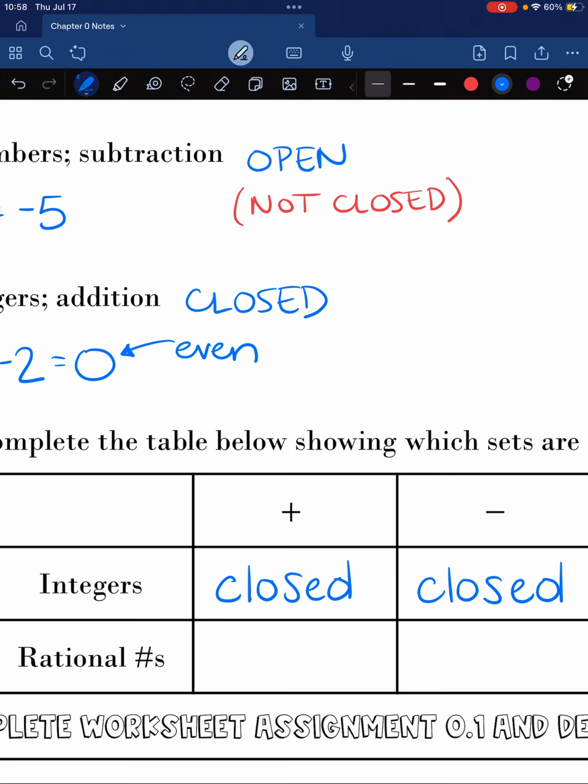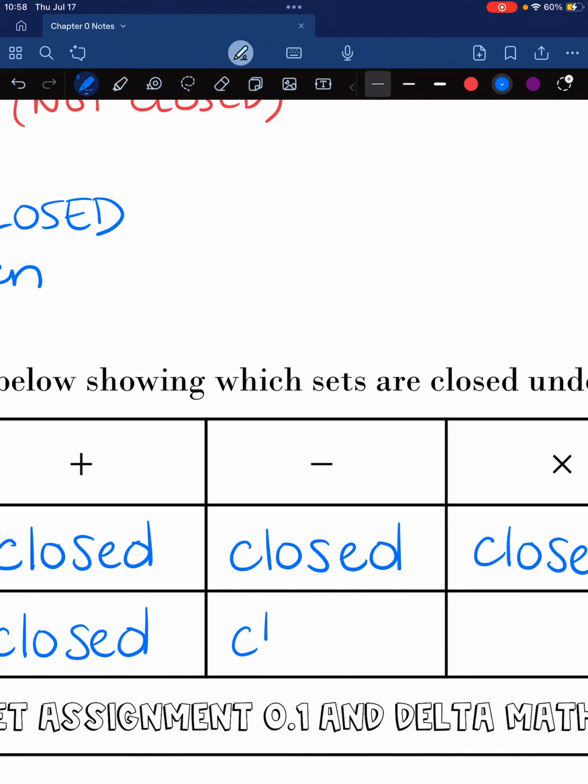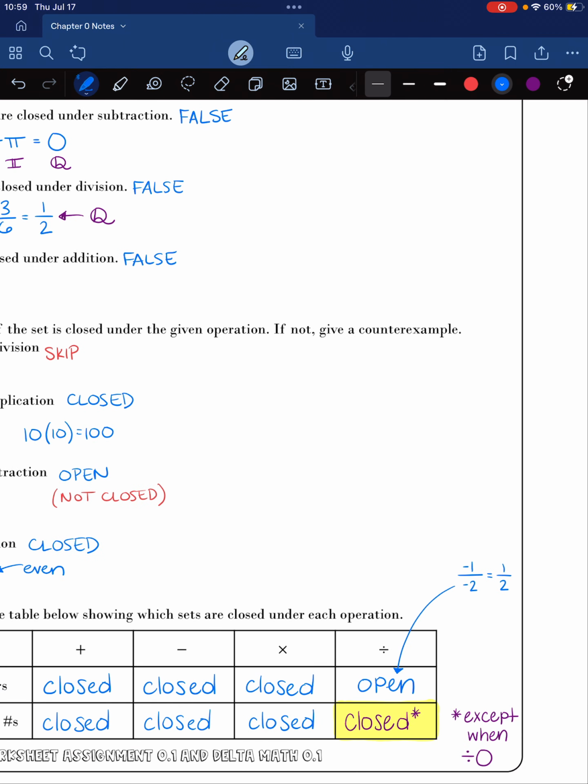Okay, rational numbers. Again, rational numbers, adding two fractions. Maybe a whole number, but whole numbers are still able to be rewritten as fractions. So we are going to be closed pretty much under all operations. And here's that exception that we skipped earlier. So let's talk about that now as our last little thing in these notes.